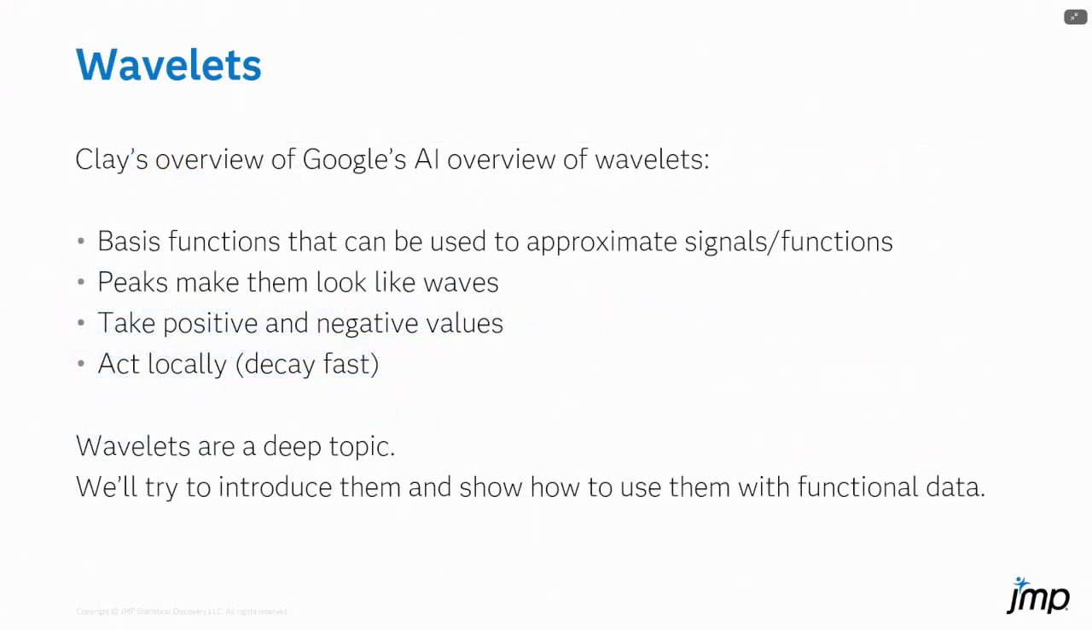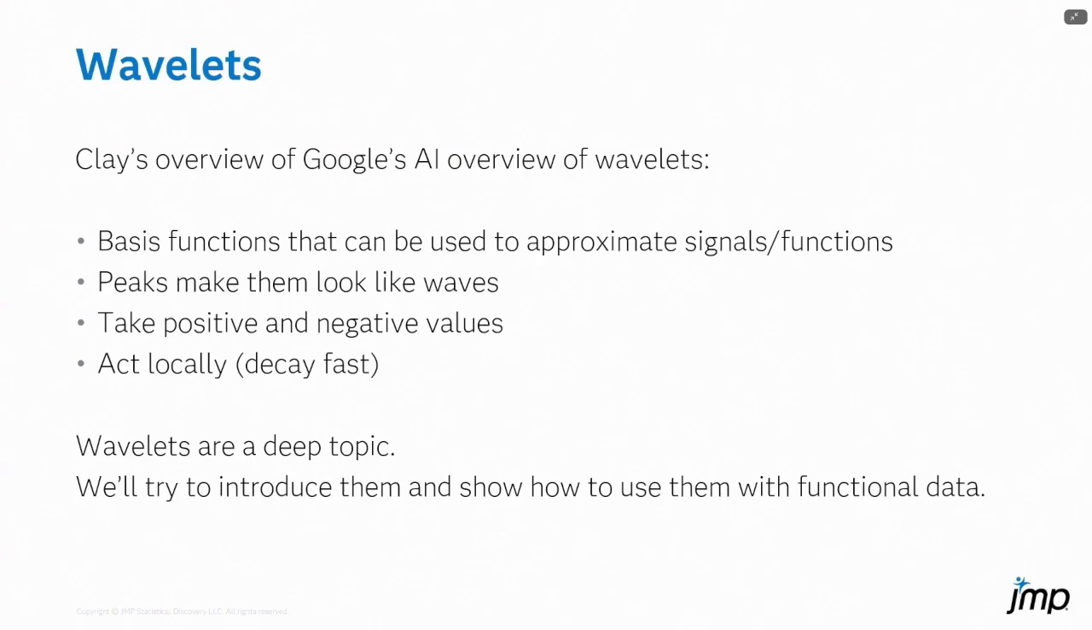And then this is my overview of Google's overview. A wavelet is like a basis function that can be used to approximate any kind of function. They have peaks and valleys that make them look like waves. They also take positive and negative values, and they act locally. And I really want to hammer home that point. They can really change in small ranges of the data, which I think makes wavelets really unique. And it's one of the reasons why they can fit really complicated data sets, sometimes better than some of the alternatives.